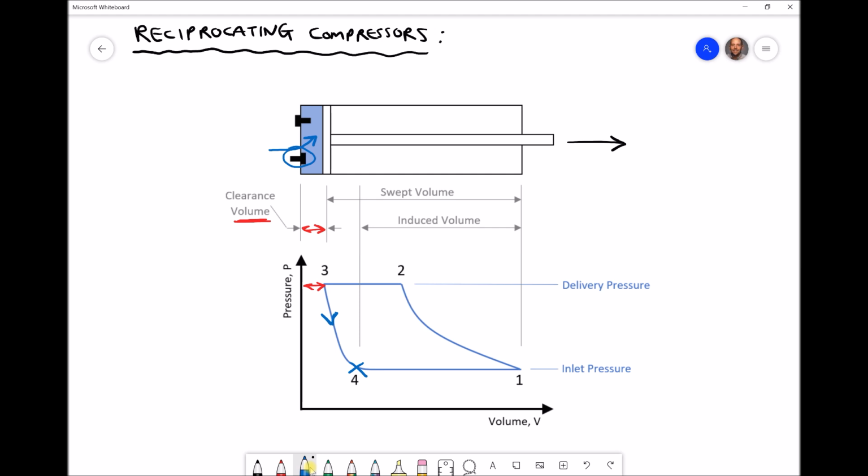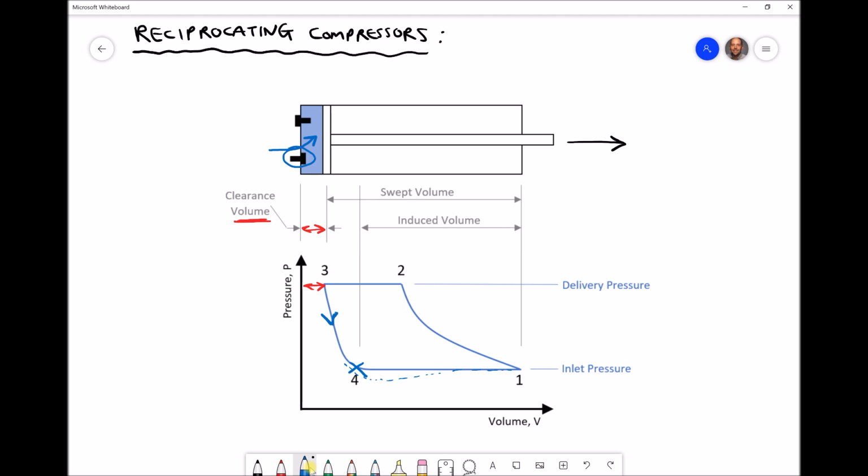Now, what we see here is an idealised pressure-volume diagram, because if the ambient air outside the cylinder was at the same pressure as the air inside the cylinder, then our spring-loaded inlet valve wouldn't be able to open. So in actual fact, what happens is we create a partial vacuum. So the pressure is going to drop slightly below the inlet pressure before the valve opens, and then we see a recovery like so. So moving from positions 4 to position 1, we create a suction effect, the piston head retracts, and we create suction drawing fresh air into the cylinder.